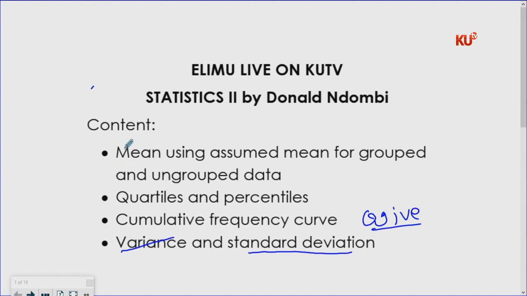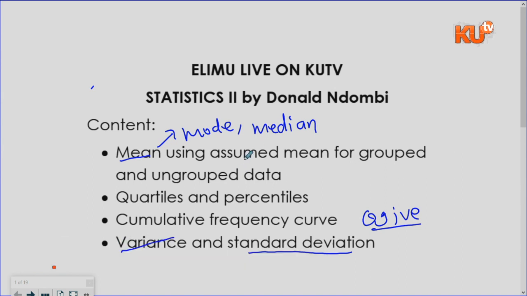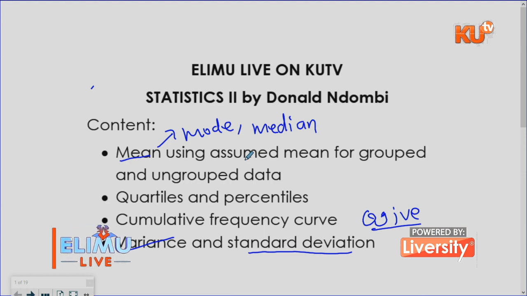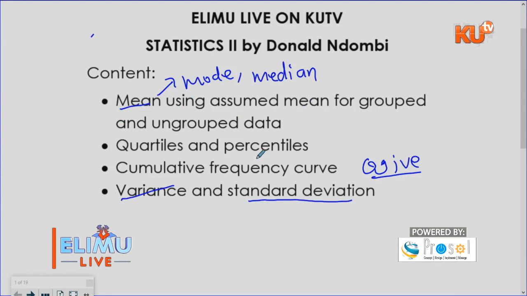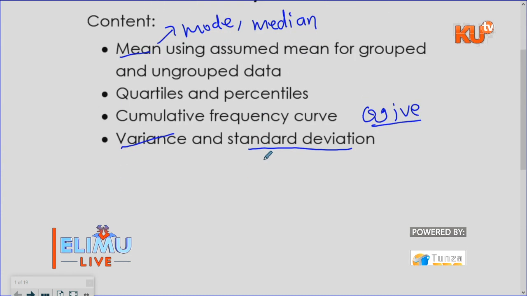So in form 2, we were calculating mean, then I talked about mode, then I talked about median. So these three were called measures of central tendency. Now we want to look at measures of dispersion or measures of spread to see how data is spread. Therefore, quickly get your writing material ready as we move on. So I want to quickly start with the mean using assumed mean.